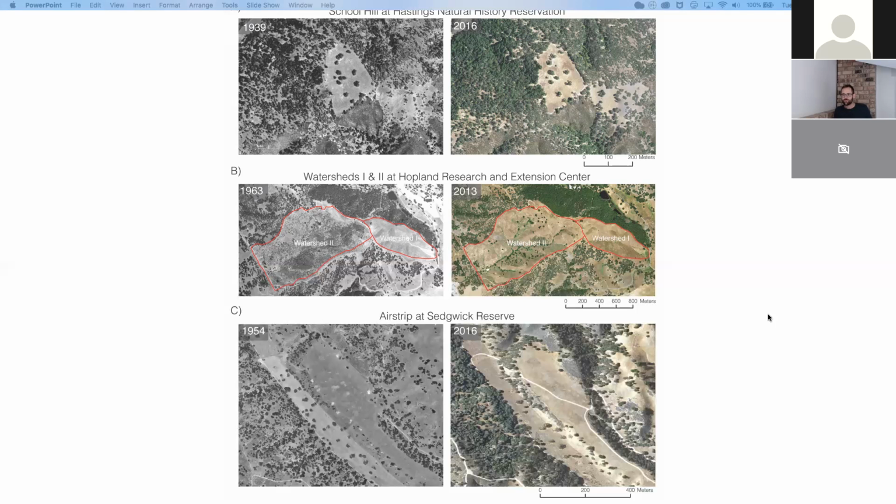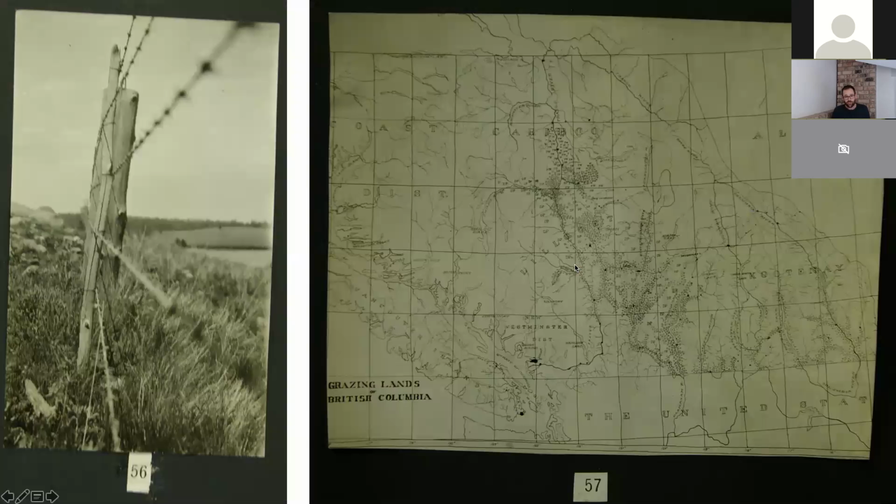Let's see. I think this is a good example, just to highlight, of why we need to study people if we're going to study rangelands. Okay, I'm now at this stage in my research agenda trying to get ready to launch a new, larger phase of this research in British Columbia.